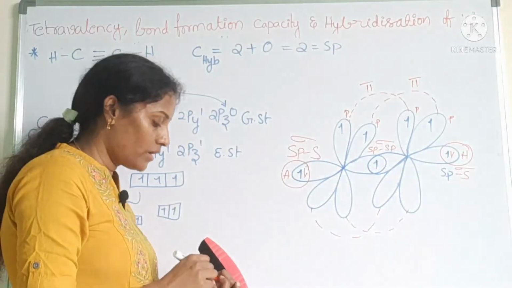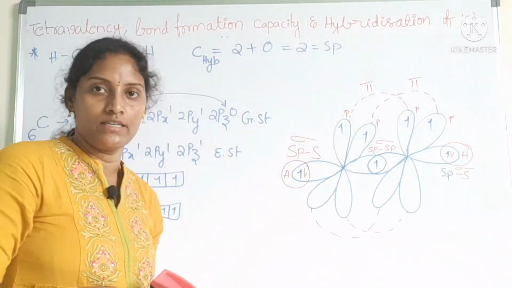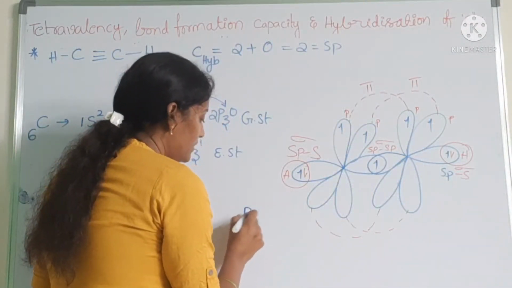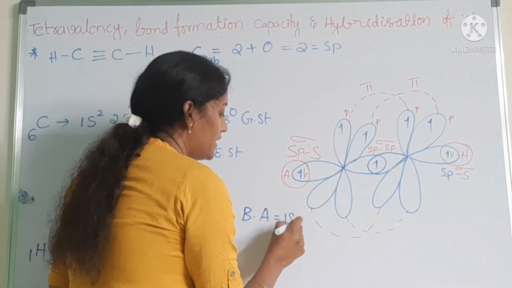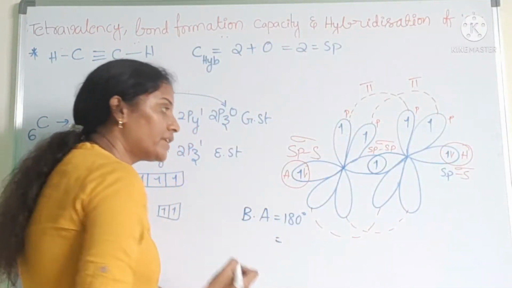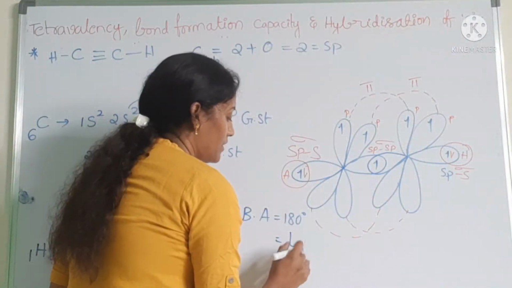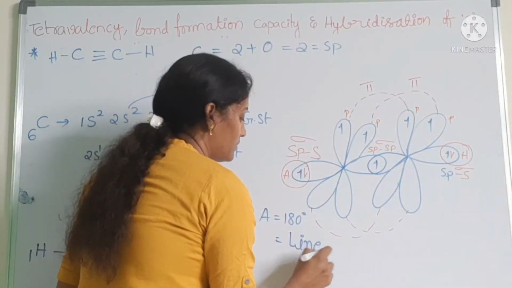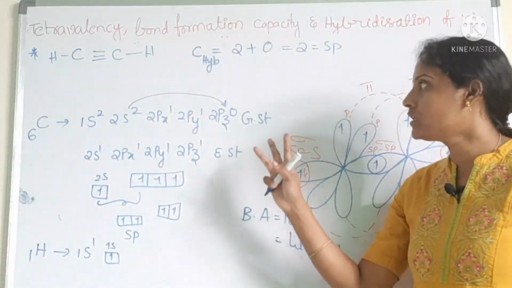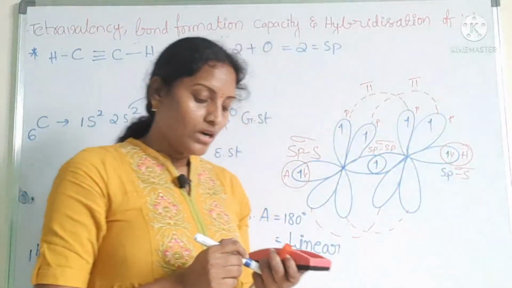Here the bond angle is 180 degrees. Bond angle is 180 degrees and the geometry of this one is linear only. Linear. This is about how carbon can form one triple bond and one single bond with another atom.